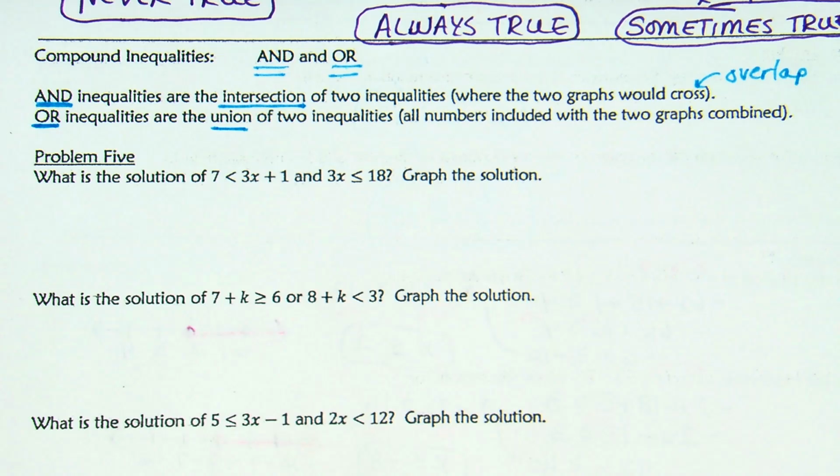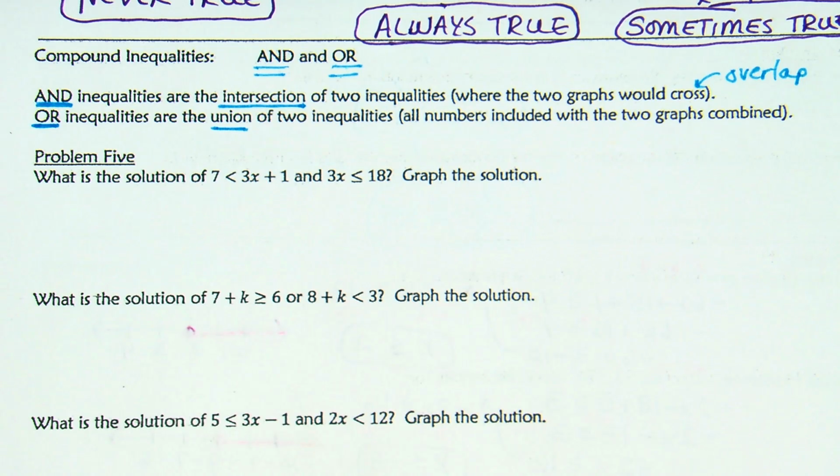So, now, good news is the solving is still solving. We don't have to do anything fancy there. So as we look at example 5 to get us started, what is the solution of 7 less than 3x plus 1 and 3x less than or equal to 18? Graph the solution.